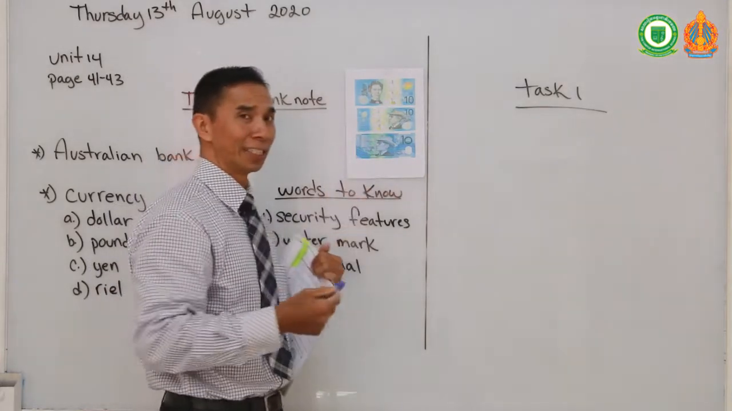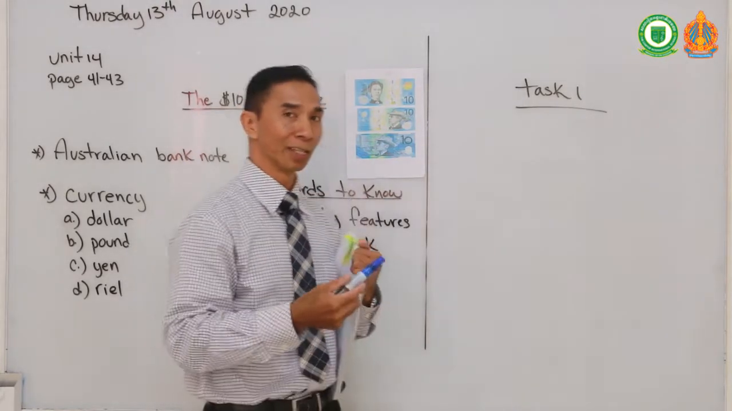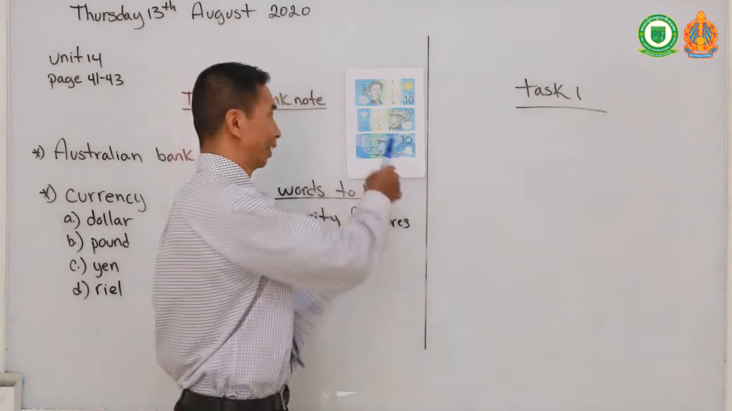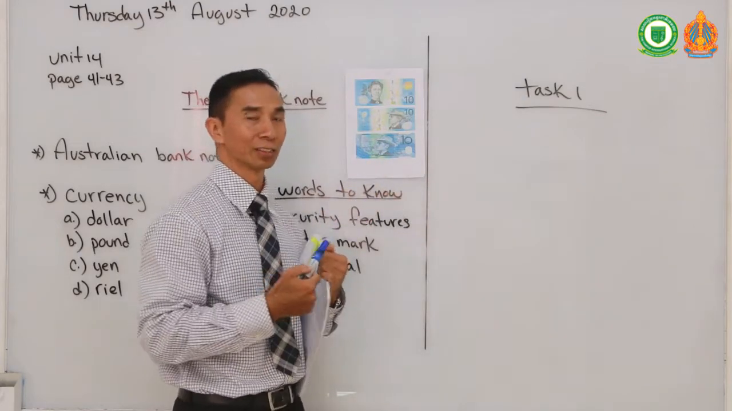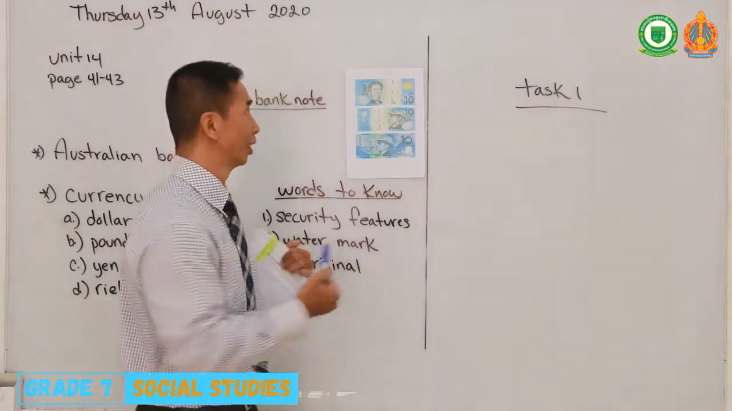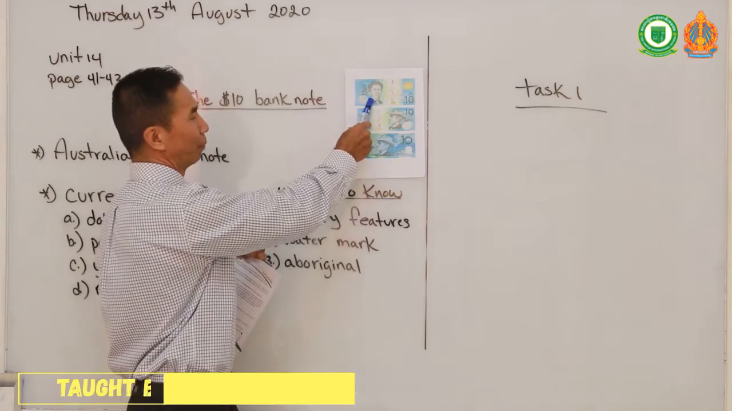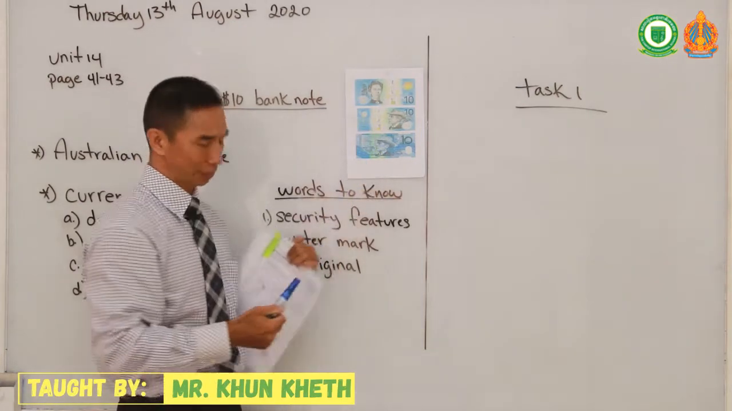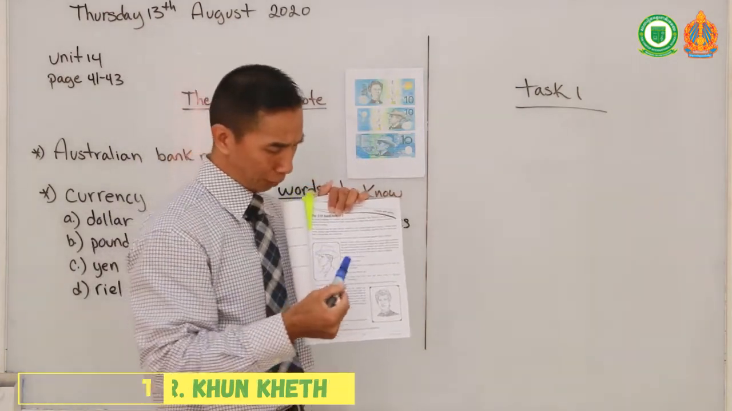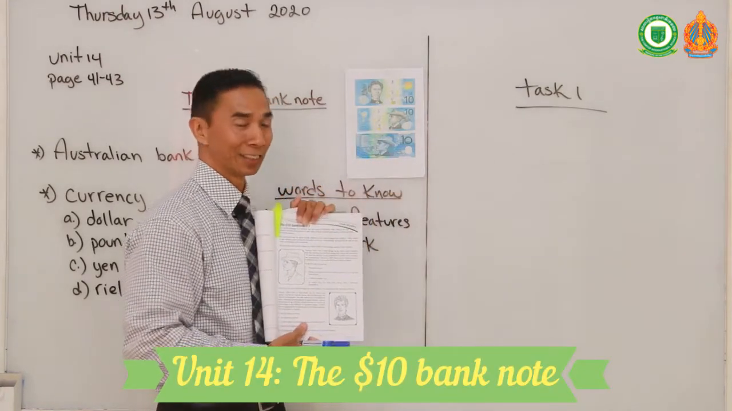In Australia, their currency is also called the dollar, just like in America. But instead of just the dollar, they say the Australian dollar. So you have to say the country in front of the word dollar. This is a $10 note from Australia. We have a picture of a woman in the back and a picture of a man in front. We will read about the individuals on the Australian dollars later on in our lessons.